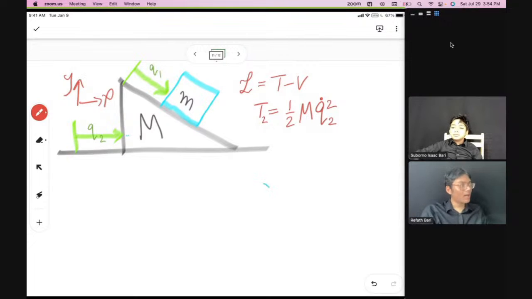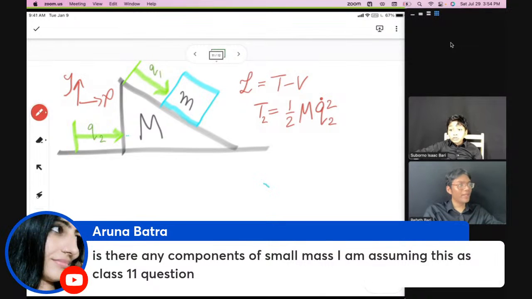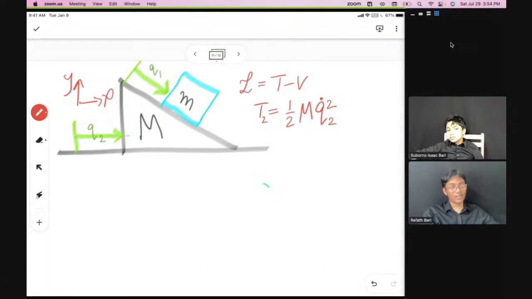Aruna Betra asks, are there any components of small mass? I'm assuming this is a class 11 question. I'm not sure what you mean by components of small mass. This is an inclined plane, but the plane is moving, and so is the box.